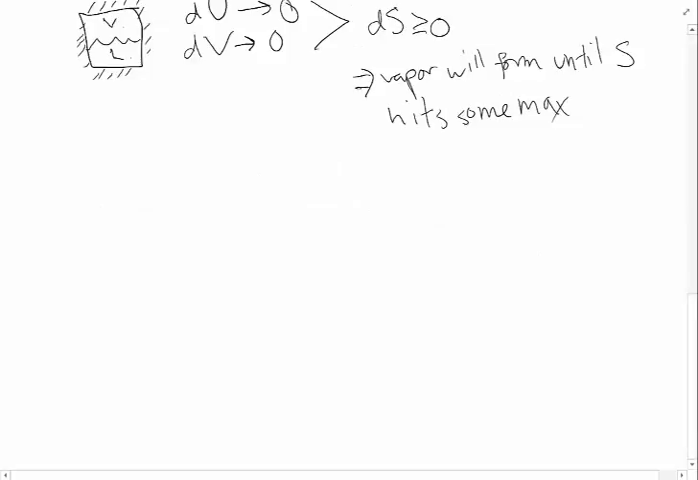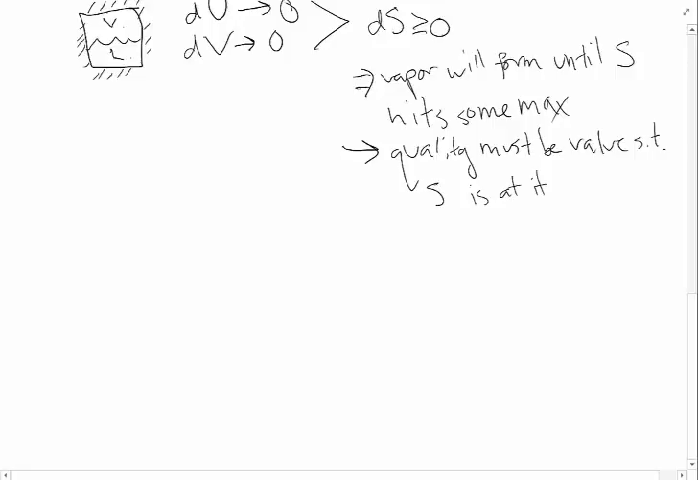So what this means, just to put it in writing, is that the quality must be the value such that the entropy is at its maximum possible value. That's what the quality will be. That's what the stable quality will be.